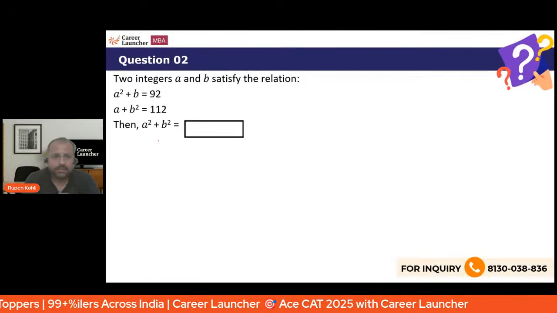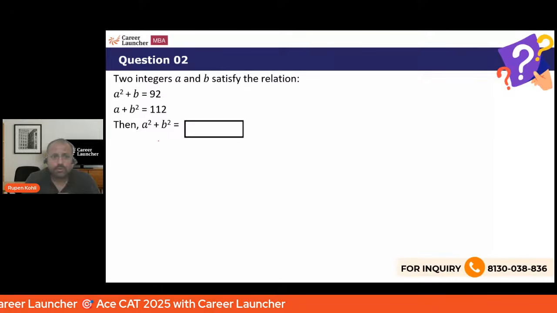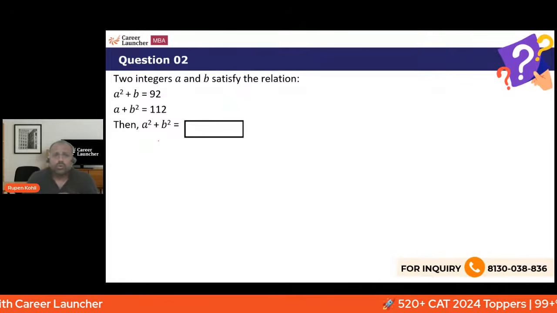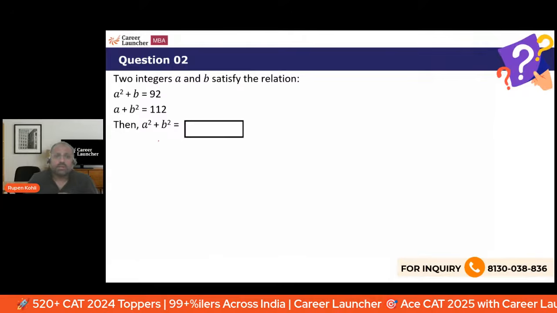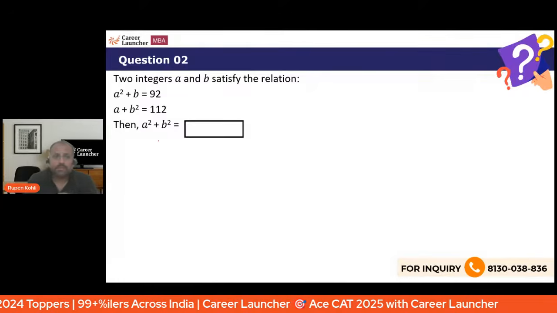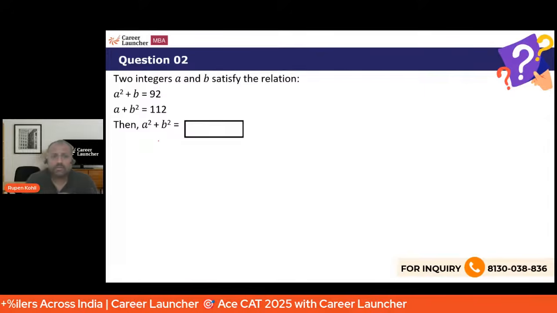Right? Okay, next one. Again, something purely variable based. Two integers a and b satisfy this relation: a square plus b equals 92 and a plus b square is 112. Then we are asked to find the value of a square plus b square.